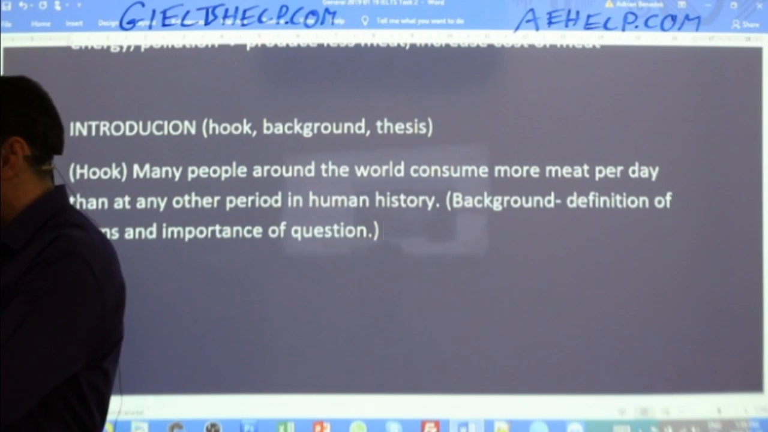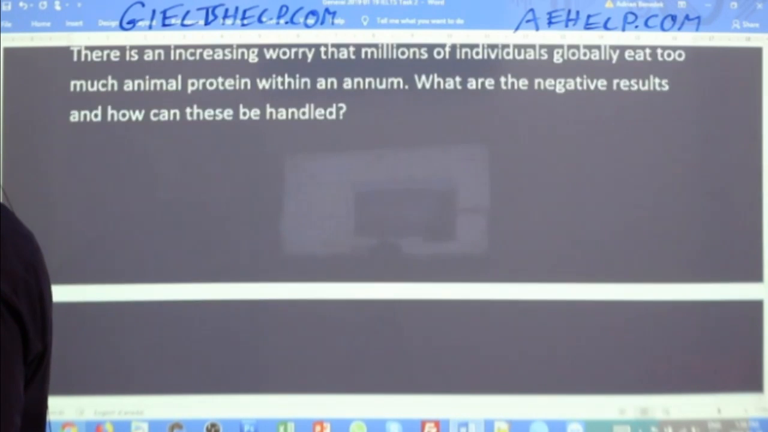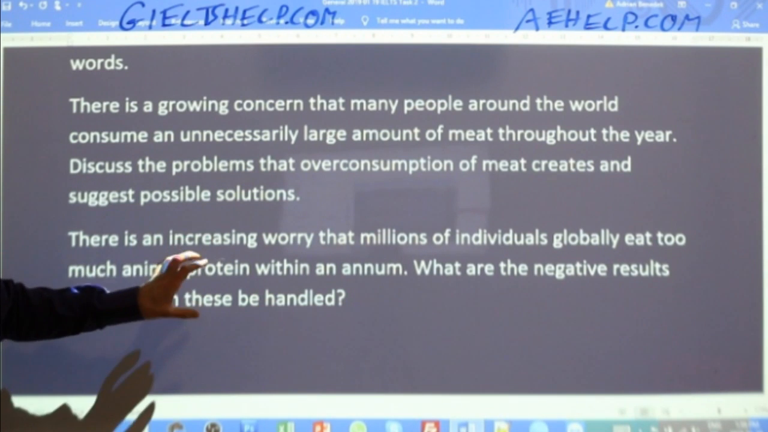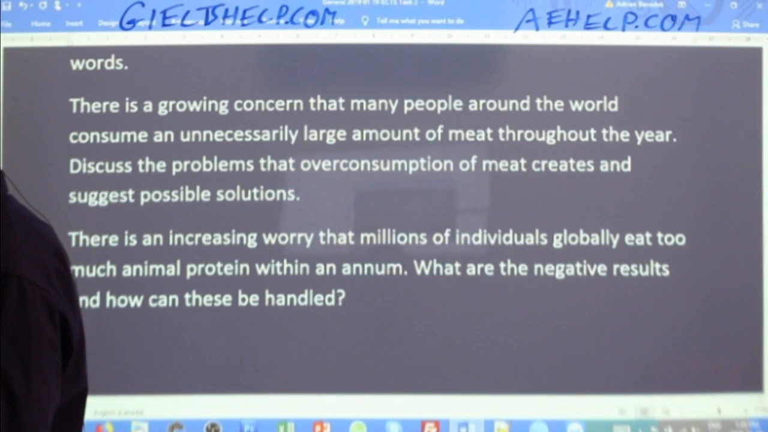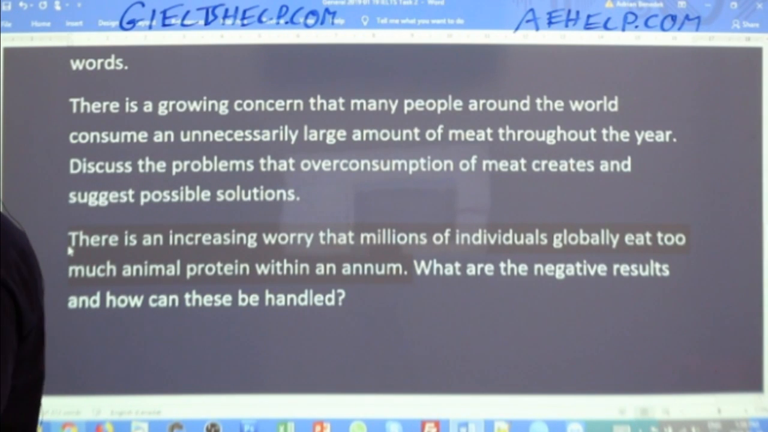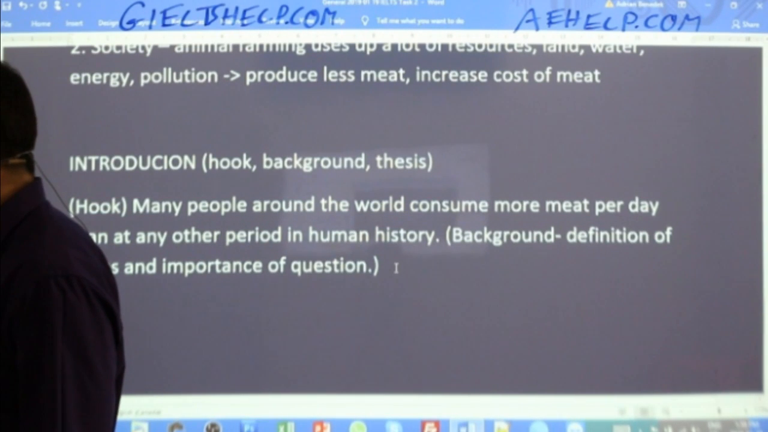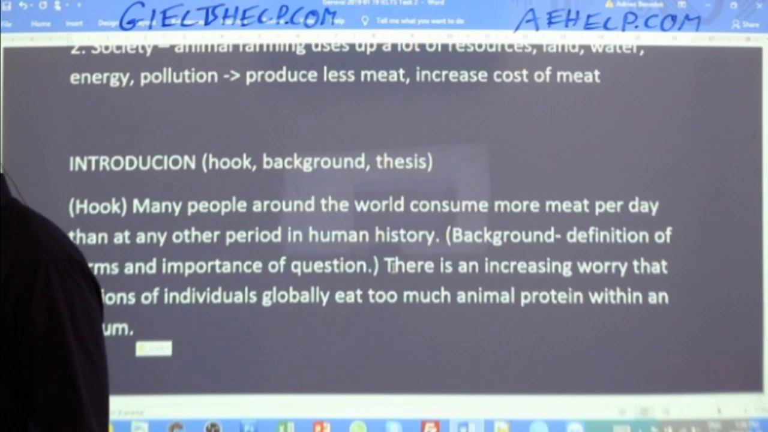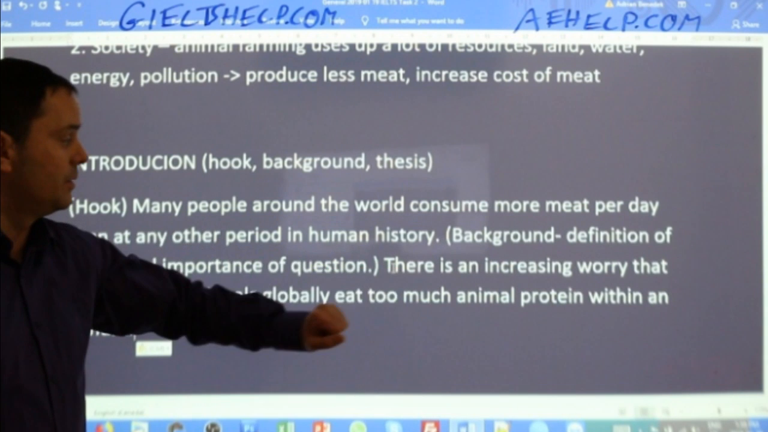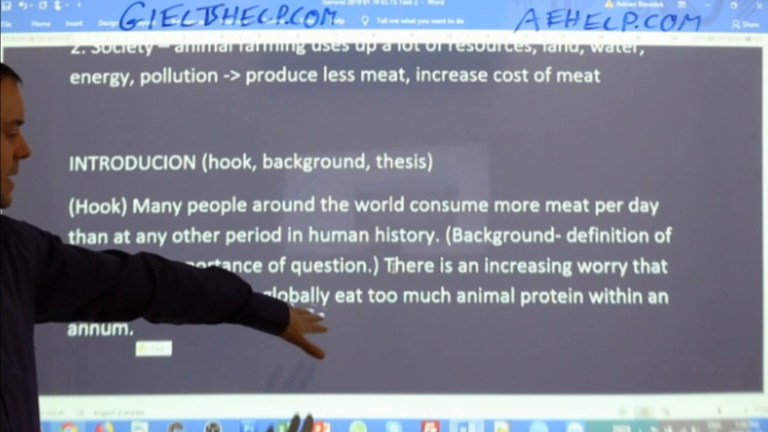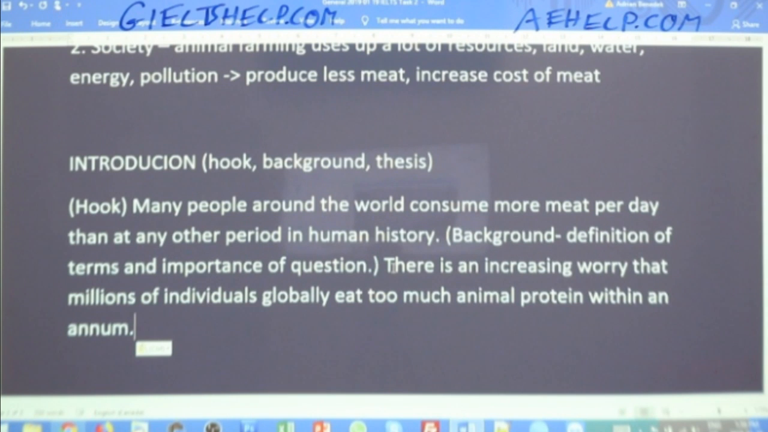I'll do the same here. I'll put that together. Now, if you have a good paraphrase of the question, so this is the original task 2 question, this is the paraphrase, then I can just take that and use that as part of my background because it expresses the importance of the question. Okay, so I can stick that in. That works as why is this question important? Because there's an increasing worry that millions of individuals globally eat too much animal protein within each year, within an annum. Okay, now definition.